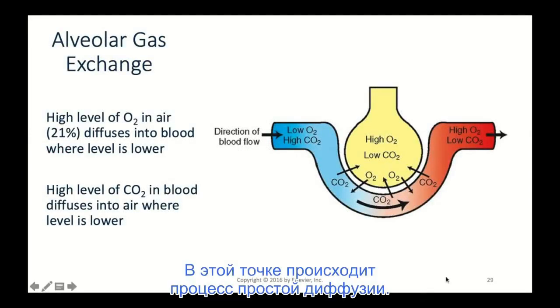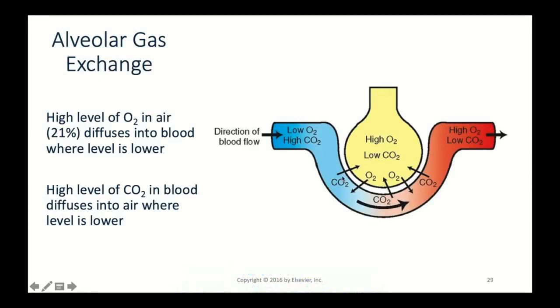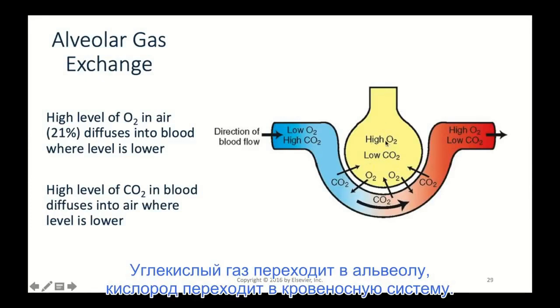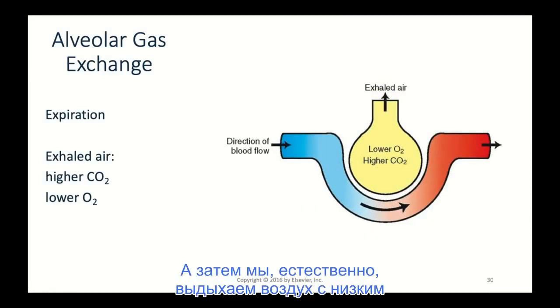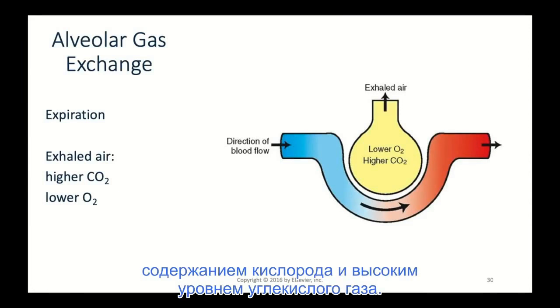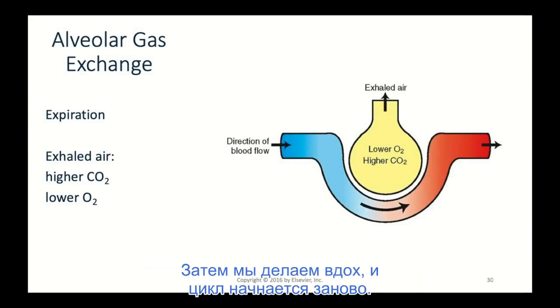At this point, we're going to undergo that simple diffusion. Carbon dioxide is going to jump into the alveolus, oxygen is going to jump out into the bloodstream. And then, of course, we're going to exhale that low oxygenated, high CO2 air, and we're going to breathe in and start the cycle all over again.